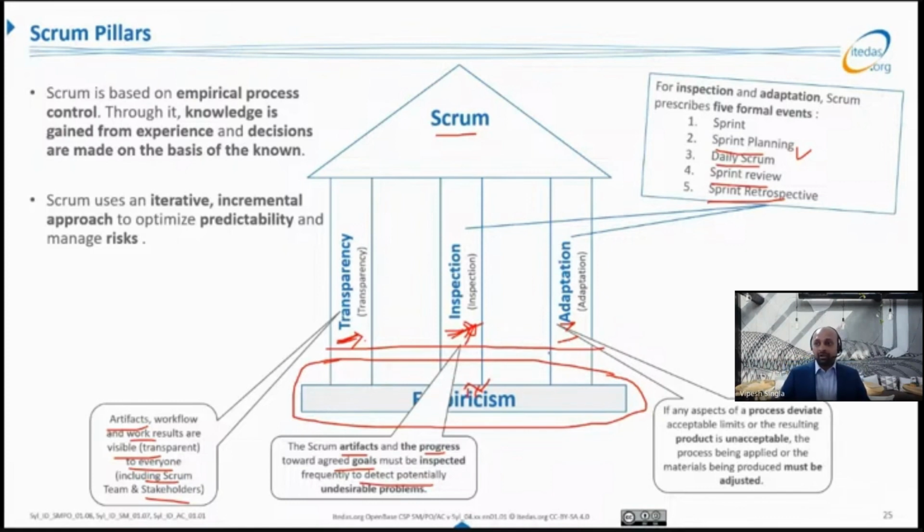So this is what I wanted to discuss. And Scrum basically has five formal events to implement these inspection and adaptation pillars. This is what I wanted to discuss in this video.